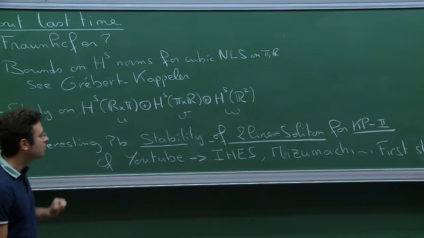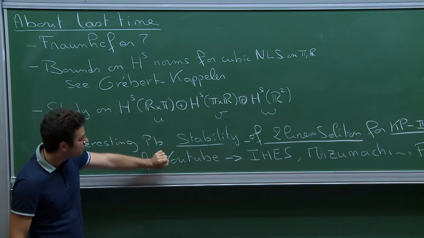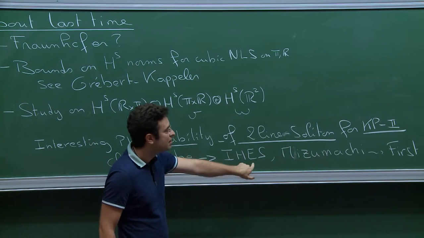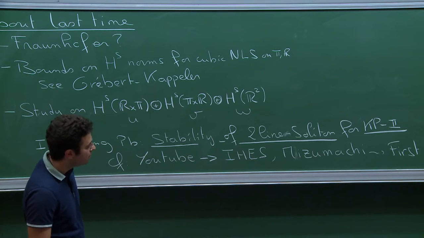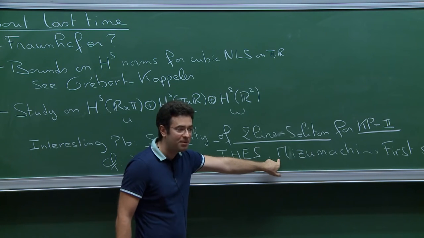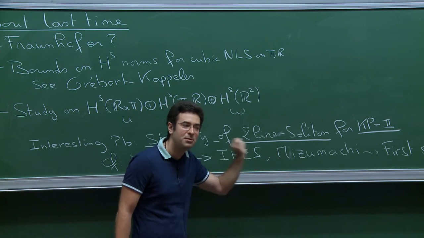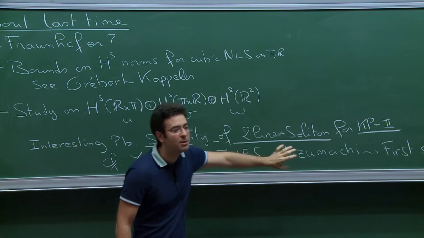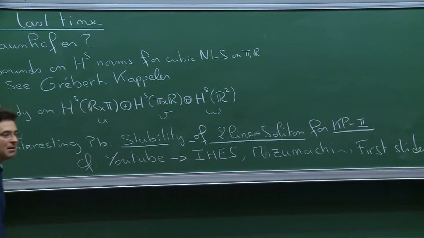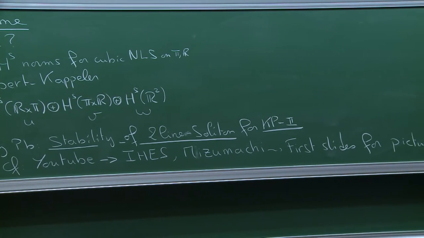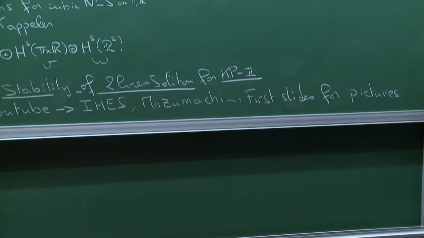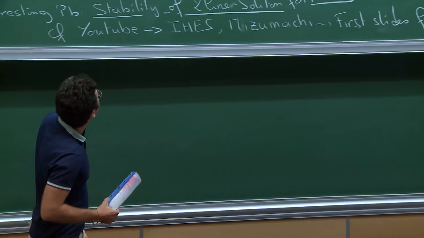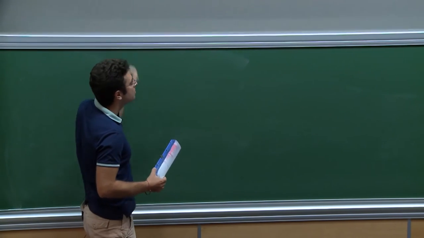And so if you have nothing to do sometime today, you can go on YouTube and look at a lecture of Professor Mizumachi in one of the previous workshops. He didn't quite talk about the stability of the two-line solitons, but he has some nice pictures about them in his first slides. So just for motivation. Okay, well, maybe I can keep this.